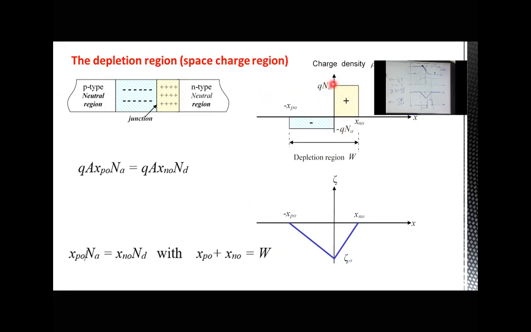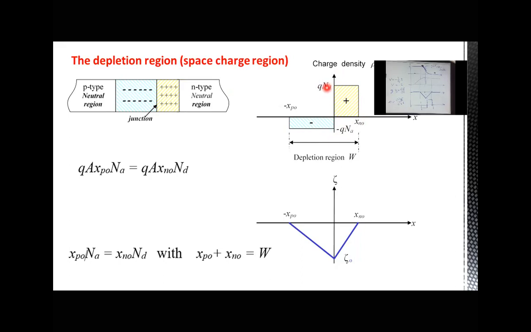As you can see, the height here and there is simply a function of NA and ND. So in this example, ND is greater than NA. As you can see, the height on the right-hand side, which is the positive side or the N region, is higher than the height on the blue side, for NA. For another example, if NA and ND are equal, you will have a symmetric charge.